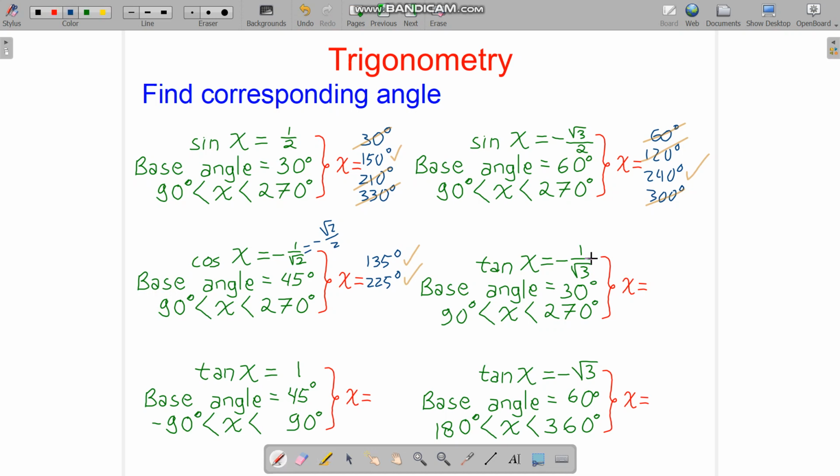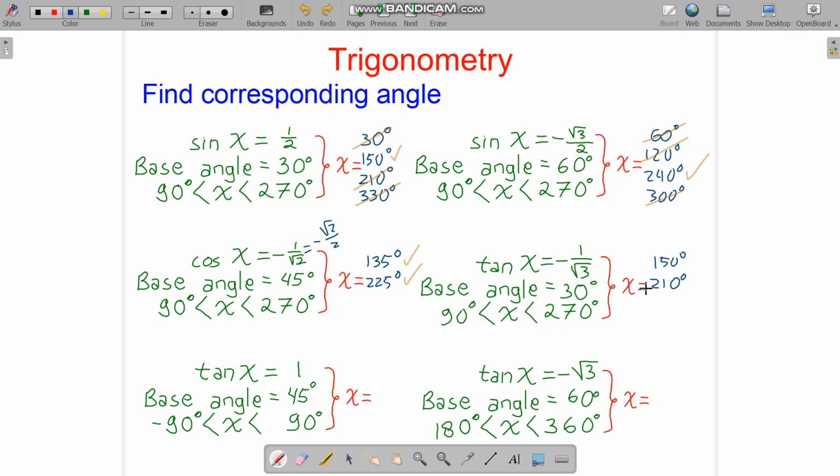And now from 30 degrees between 90 and 270, we cannot use the first quadrant. We can only use the second and the third quadrant. We cannot use 330 in the fourth quadrant, of course. It's not in the domain.